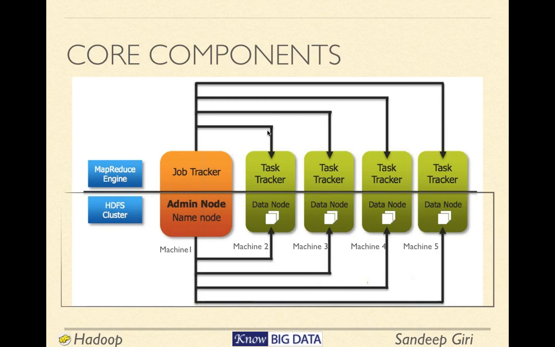When we talk about Hadoop, there are two portions. Two main components we talk about. One is storage, the HDFS cluster. The other is MapReduce. So first we'll talk about HDFS, then we'll move on to the other part.